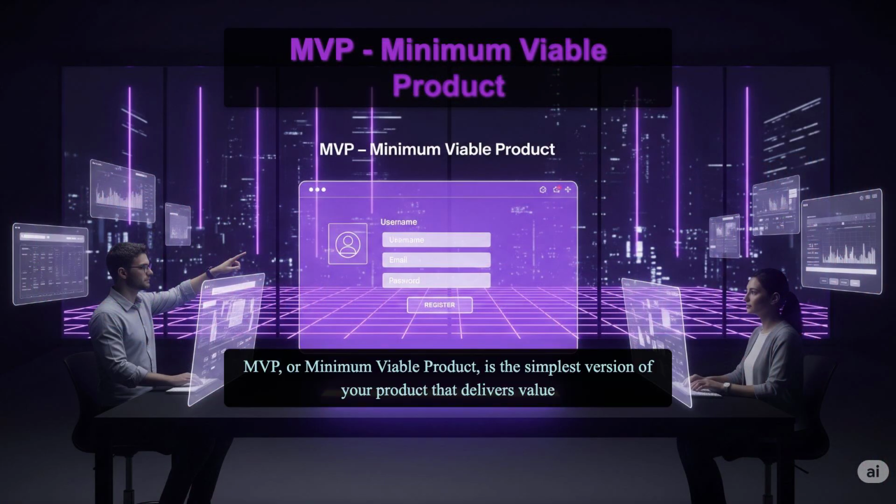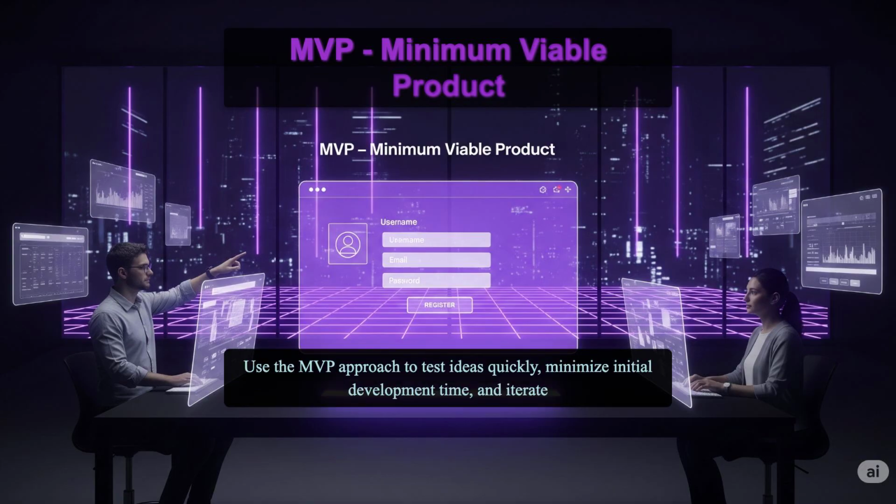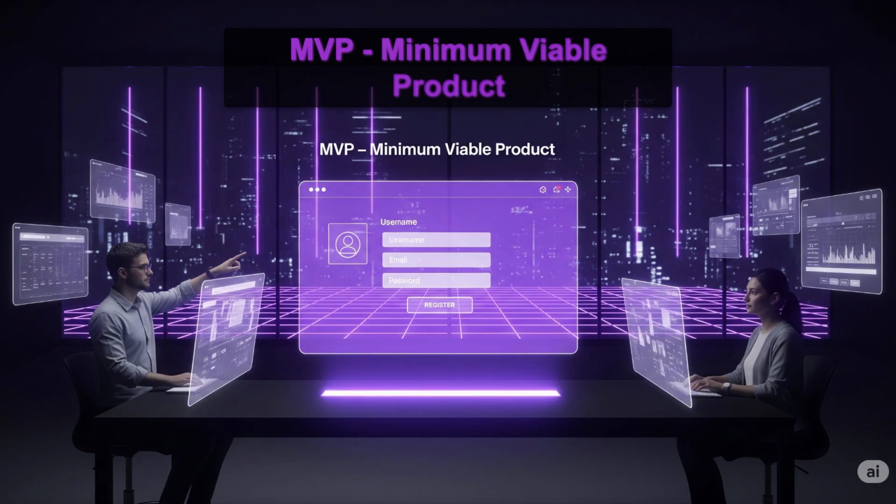MVP, or minimum viable product, is the simplest version of your product that delivers value to users. For a full-stack dev, this might be a basic web app, with core functions like user registration and a homepage, launched to gather feedback. Visualize a rough draft that evolves into a polished product. Use the MVP approach to test ideas quickly, minimize initial development time, and iterate based on real user input, saving resources while building a foundation for future enhancements.